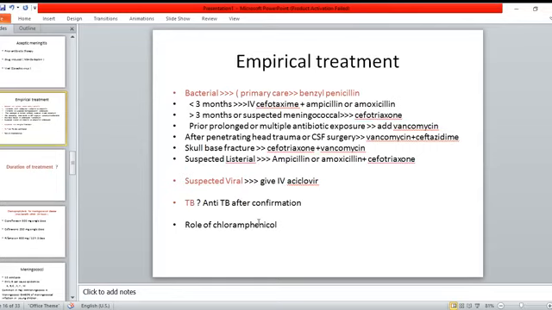Okay. In some cases, we need to add vancomycin to this regimen. So vancomycin plus ceftriaxone if there is a history of prolonged or multiple antibiotic exposure. If the patient was previously given multiple antibiotics or prolonged antibiotic exposure and they presented with such meningitis, you need to add vancomycin to ceftriaxone. This is according to NICE guidelines. So ceftriaxone plus vancomycin.